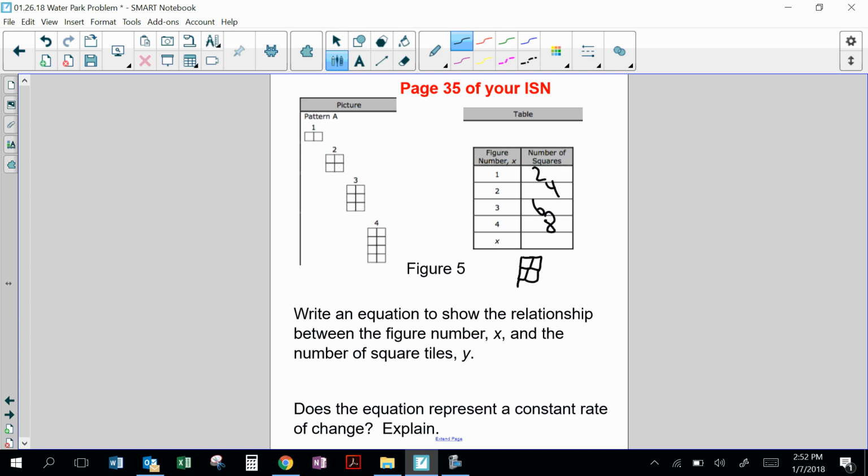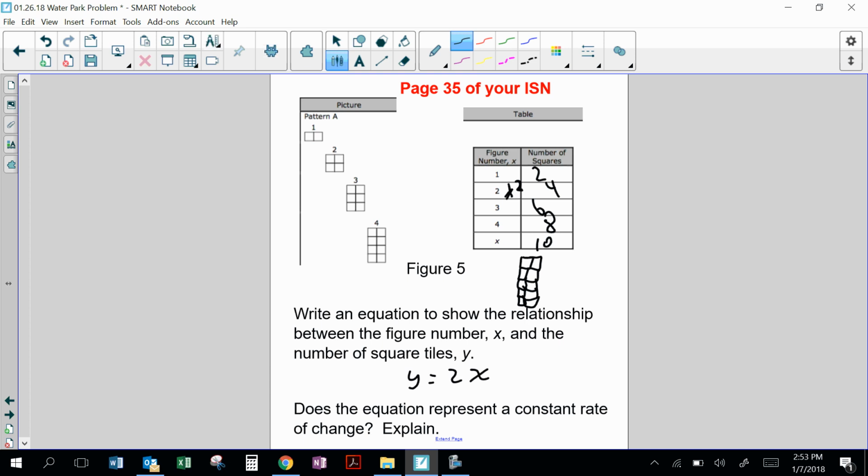If I continue the pattern, it's 10. So it is changing by 2. Write an equation to show the relationship between the figure number x and the number of squares y. First of all, is it additive or is it multiplicative? It is multiplicative. It is times 2. What are you multiplying 2 by? By x. So it's y equals 2x.